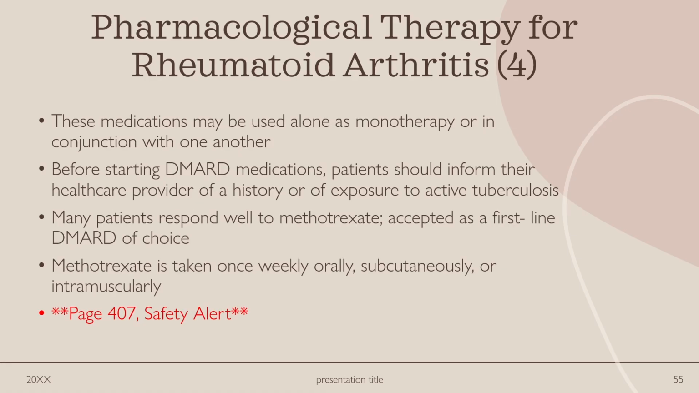These medications may be used alone, as monotherapy, or in conjunction with one another. So again, the doctor can mix and match. Before starting DMARD medications, patients should inform their healthcare provider of a history of or exposure to active tuberculosis. Many patients will respond well to methotrexate. It is accepted as a first-line DMARD of choice, so that is going to be the first-line medication. Methotrexate is taken once a week orally, subcutaneously, or intramuscularly.